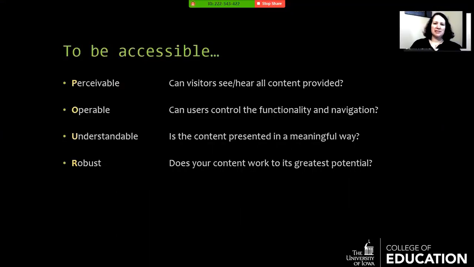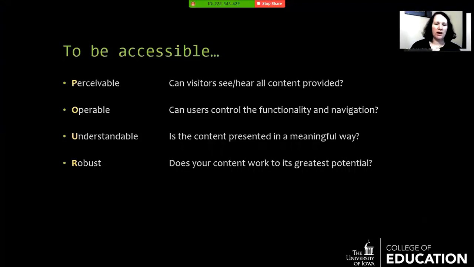So what does it mean to be accessible? Web accessibility gurus like to use the acronym POUR, P-O-U-R. It stands for perceivable, operable, understandable, and robust. So perceivable. Materials have to be seen or heard by everyone.